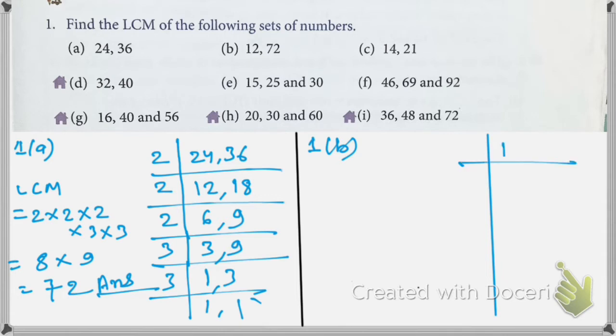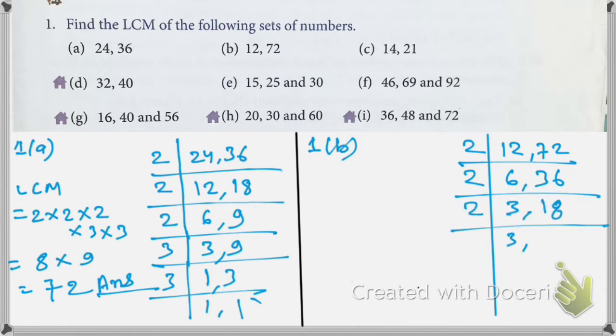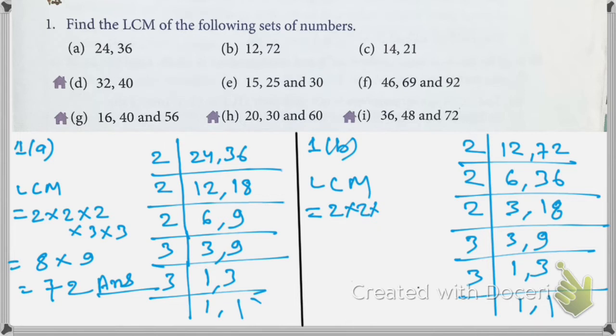So 12 and 72, so let's divide by 2. 6 and 36, again divided by 2. 3 and 18, again divided by 2. 3 and 9. Now 3 and 9 do not come in 2's table, so divide by 3: 1 and 3, again divided by 3. So students, LCM will be 2, 2, 2 multiplied by 2 multiplied by 2 multiplied by 3 and 3. So 8 multiplied by 9, so again it will become 72.